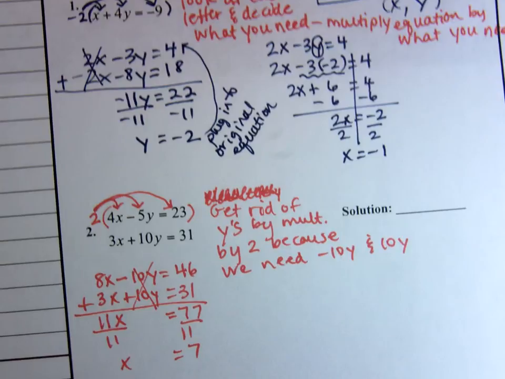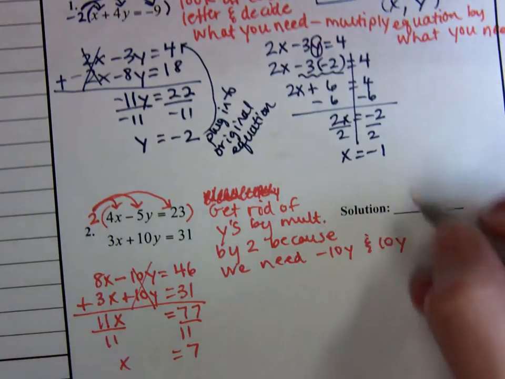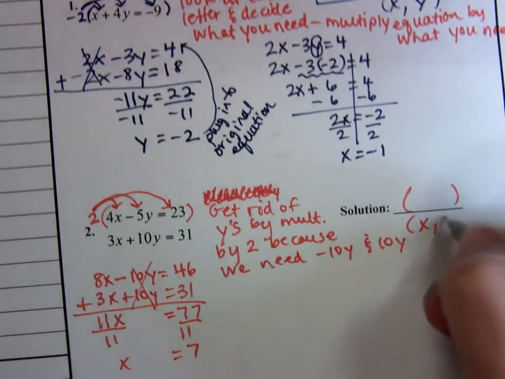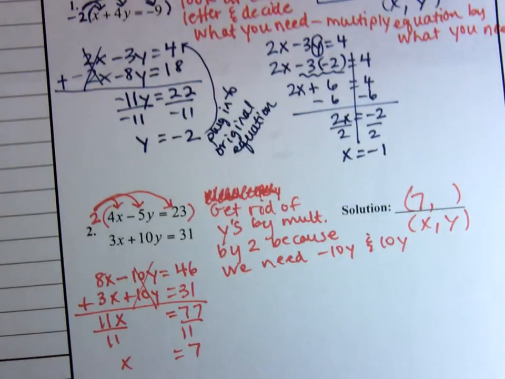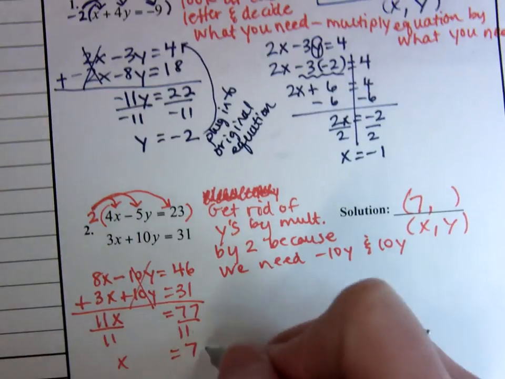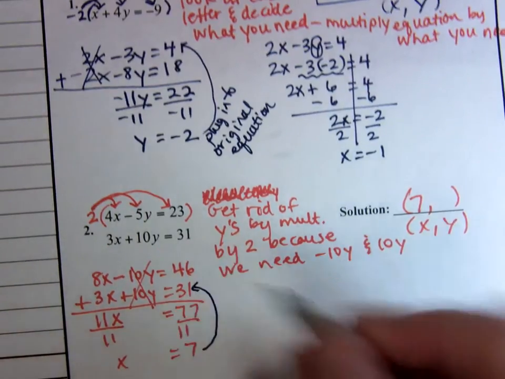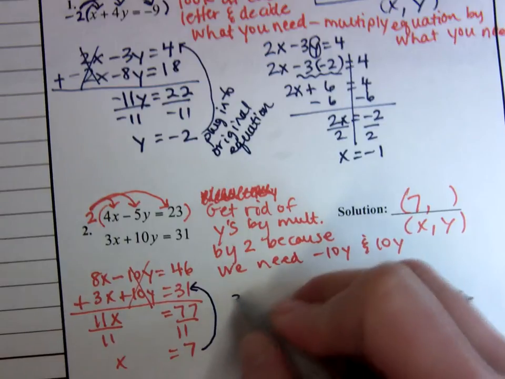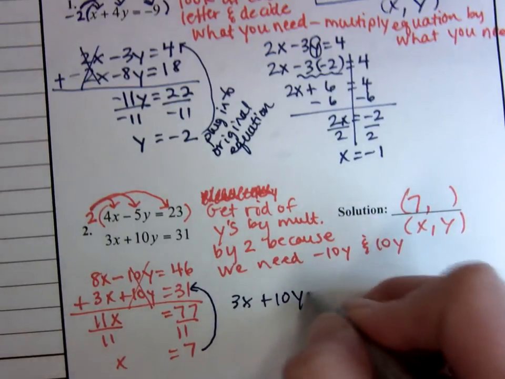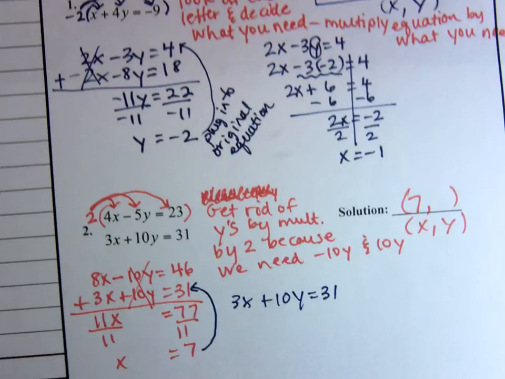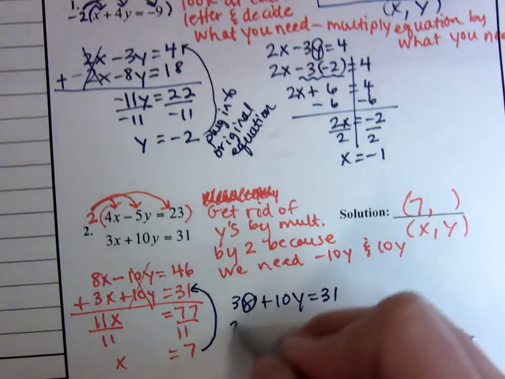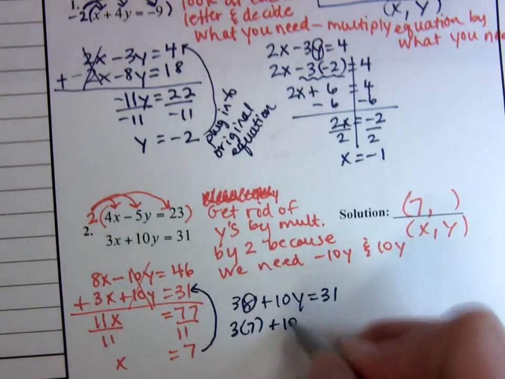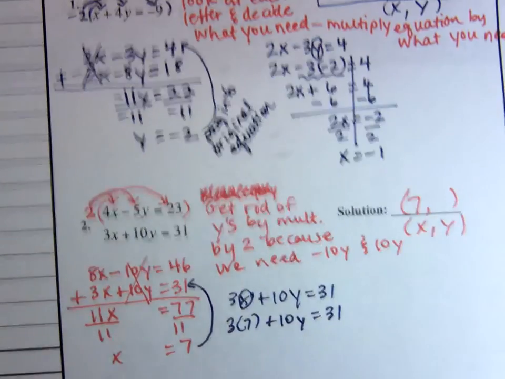Am I finished? Nope. We've got to get our x and our y, and at this point all we have is the x. So how do we go back and get the y? That's right, we plug it back into an original. The bottom one is original this time, and so we will write 3x plus 10y equals 31. Where are we going to put the 7? In for the x, that's right, because it says x equals 7. So we'll do 3 times 7 plus 10y equals 31. Now we simplify and solve.